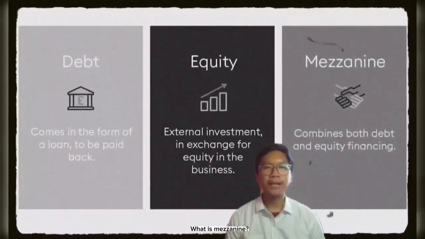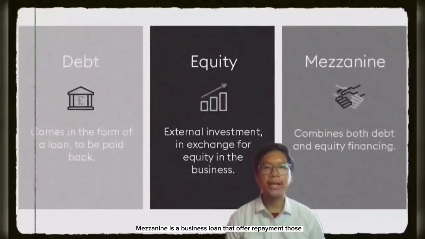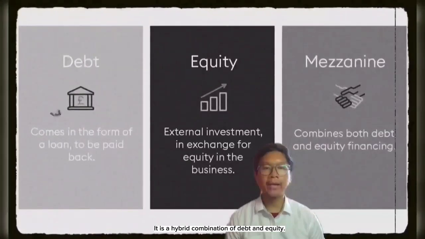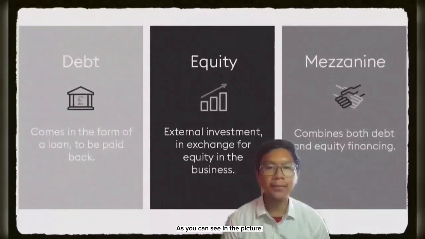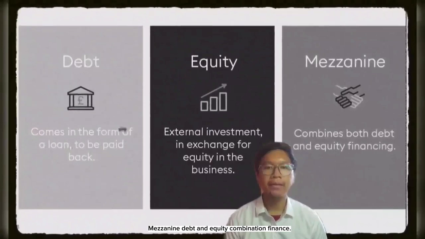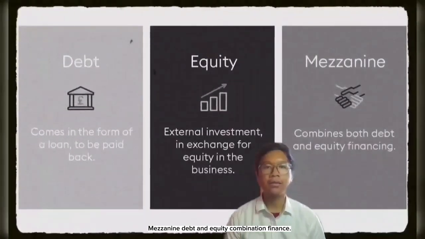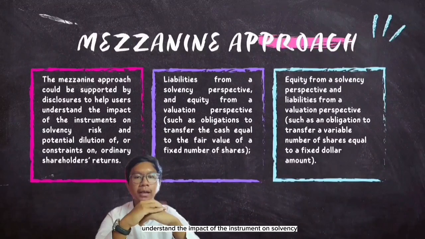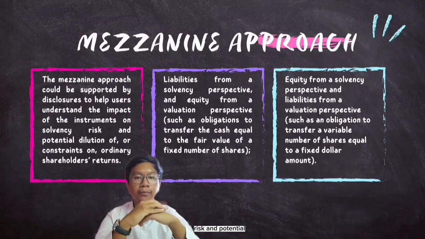What is mezzanine? Mezzanine is a business loan that offers repayment terms adapted to accompany cash flows. It is a hybrid combination of debt and equity. As you can see in the picture, mezzanine is a debt and equity combination of finance. The mezzanine approach could be supported by disclosure to help users understand the impact of the instrument on solvency risk and potential dilution of, or constraint on, ordinary shareholder returns.